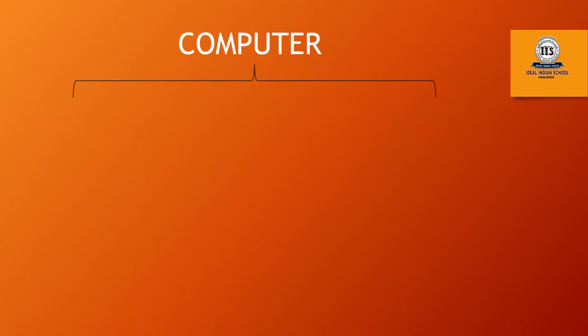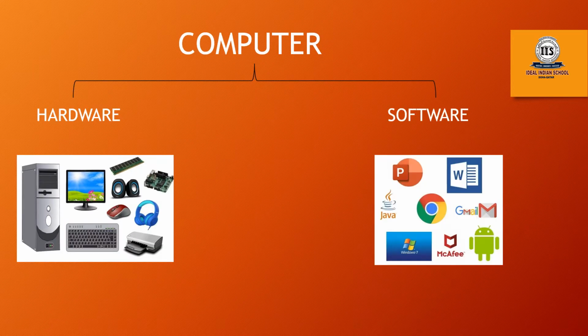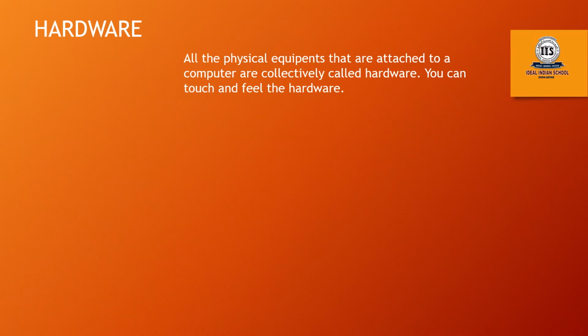So students, in the previous chapter, you have learned about computer system, which is a combination of hardware and software. Now, let us learn about these hardware and software. Now, what is a hardware? All the physical equipments that are attached to a computer are collectively called hardware. You can touch and feel the hardware devices. Let's learn more about it.